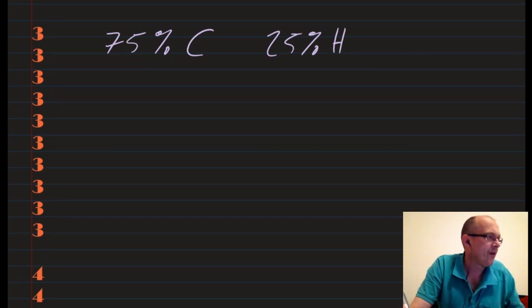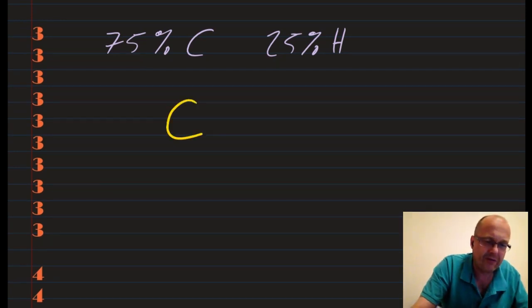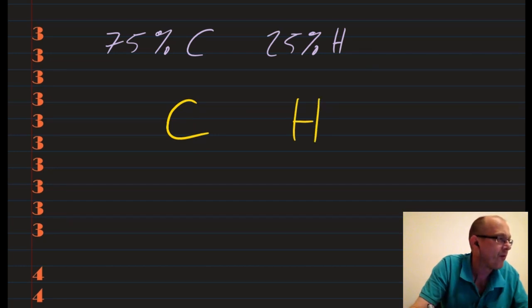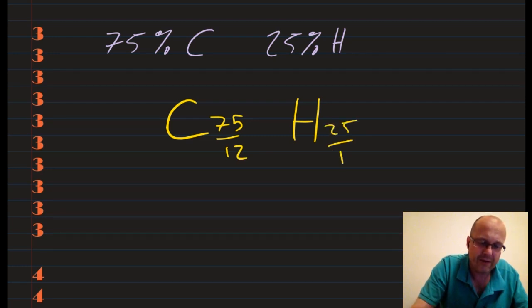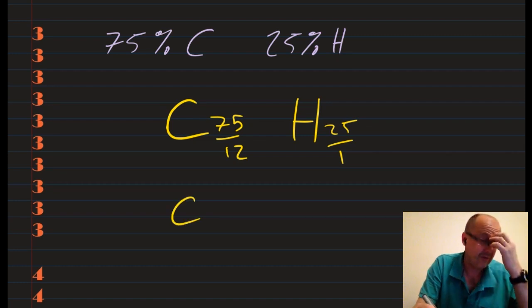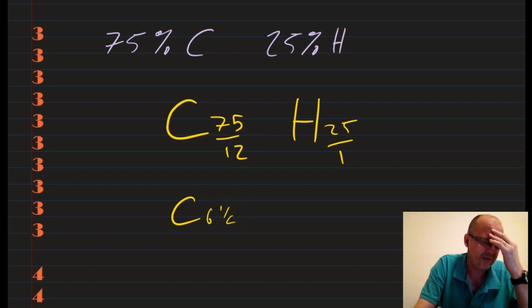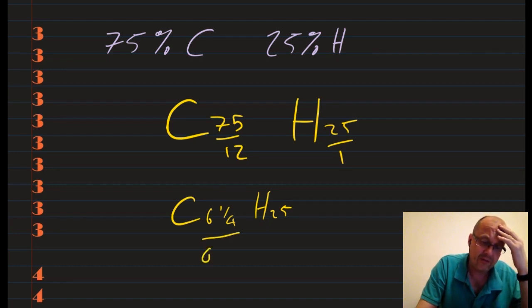3, if it's a hydrocarbon, it's just made of carbon and hydrogen. This is an empirical formula question. So put the percentage over the molar mass and put the percentage over the molar mass. How many 12s in 75? 60. So is that about 6? 6 12s, 72 plus 3. Is that 6 1/4? Oh, that's evil. And that's H25. Divide by the smallest, which is 6 1/4 and 6 1/4.